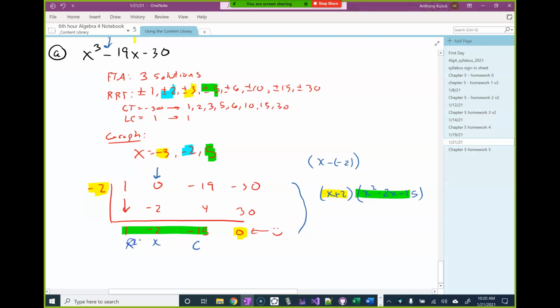Mr. Kulik? Yes, sir. I'm quite confused on how or why for the graphing part when you got x is equal to negative 3, negative 2, and 5, but then when you did the synthetic division or substitution at the bottom, you got the 1, 0, negative 19, and negative 30. Did you just take, for the synthetic part, did you just take it from the original equation, the x to the third minus 19x minus negative 30? Yes. So whenever you do the is that substitution or division? I'm sorry, I'm just a little confused.